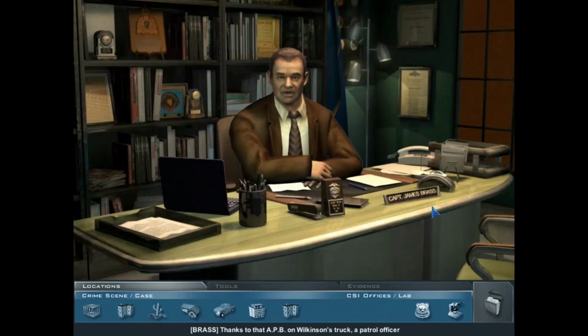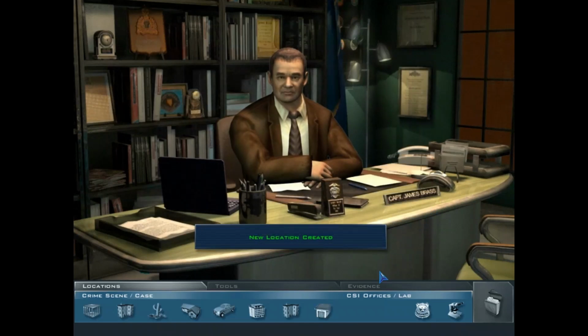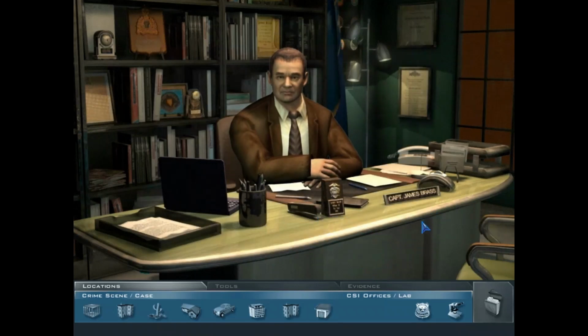Thanks to that APB on Wilkinson's truck, a patrol officer spotted a vehicle of that description heading into a U-Keep self-storage lot. But that's several hundred storage rooms, and I can only get a warrant for one specific room. I'm ahead of you on this one. Grissom believed the evidence might have been tampered with and went on record as to Murphy's possible innocence. But the mayor at that time buried Grissom's report, most likely due to the Benedetti family's influence.